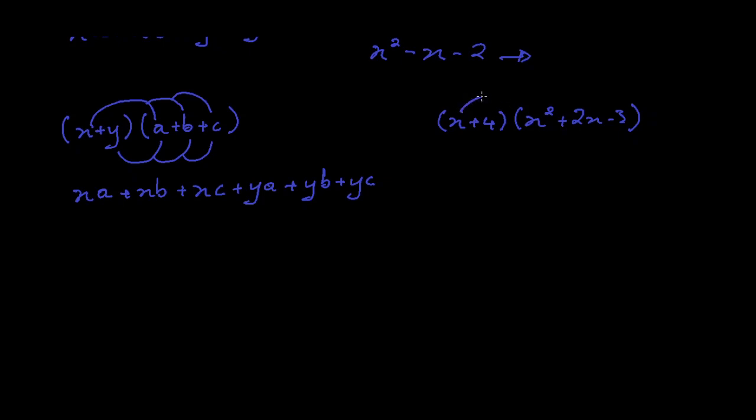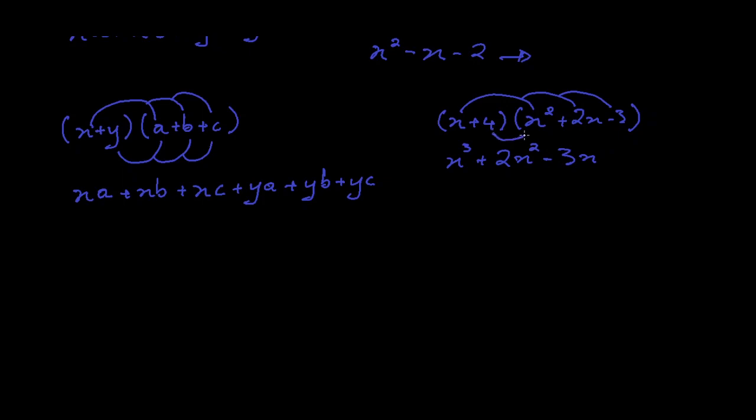This x is going to multiply everything in the second bracket. Okay, so it's going to be x multiplied by x squared, which will bring us to x cubed, x to the power 3. Then x multiplied by positive 2x will bring us to 2x squared. Okay, then this x also multiplies the negative 3 at the end, which will bring us to negative 3x. Now we move over to 4.